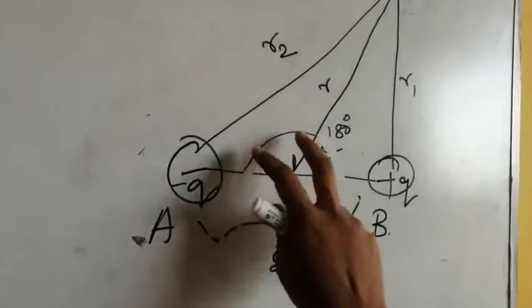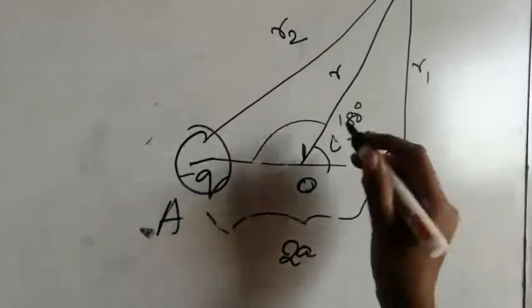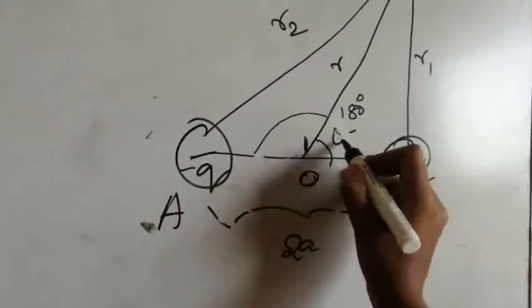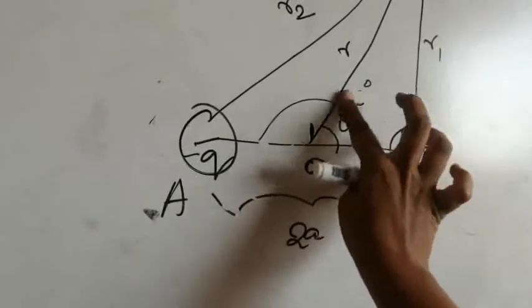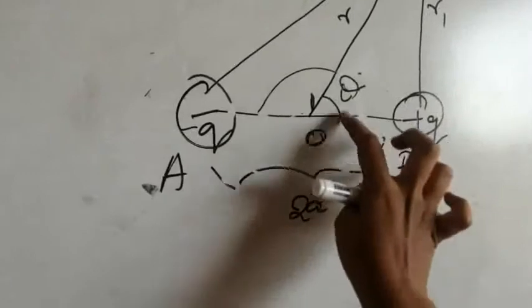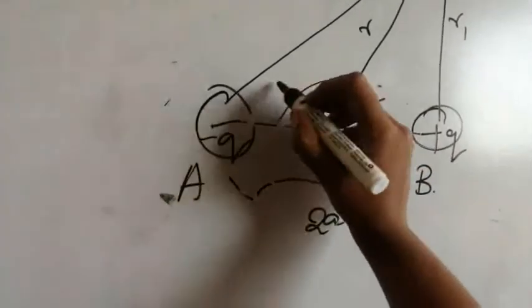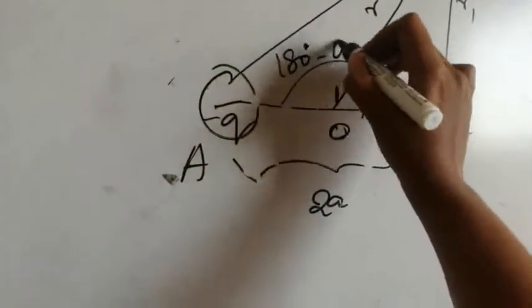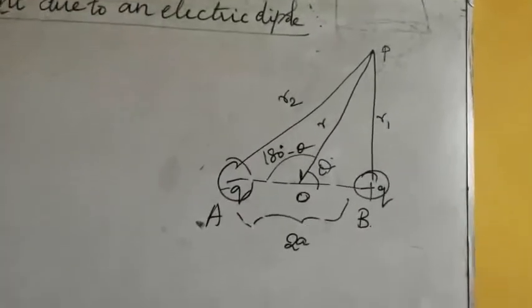So how much is the remaining part? If we subtract theta from this 180, that is my remaining part. So this part is theta, this is 180. In this 180, if you remove this theta you get this part, which is 180 minus theta. So this is the angle.